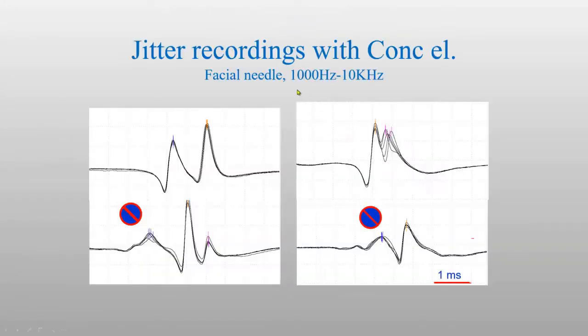And here are some examples of recordings with the concentric needle electrode. Here is a good recording where we particularly look at the rising phase of the signals. This is the triggering, superimposable, and here you see that there is a time variability, but no change in the signal shape at all in the rising phase, no notches or inflection points.